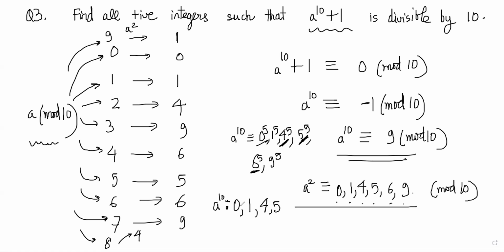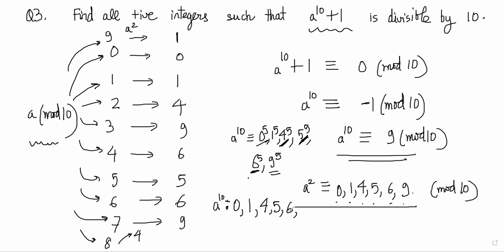And 6 power 5 would be same as minus 4 power 5, which will be minus of 1024, which will be minus 4 mod 10. So it will be 6 mod 10, right?